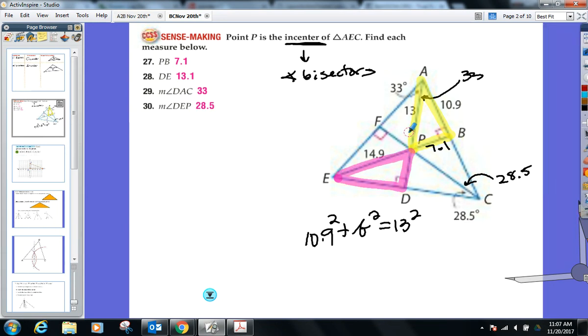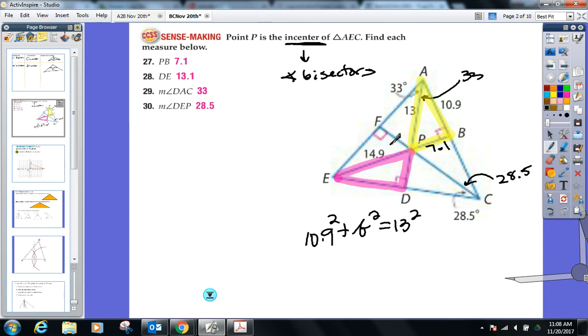Here you go again. What is point P? It's the what? In center. What's the fact you should know about it? Equidistant from the sides. Tell me 3 segments up here that should be congruent. If point P is equidistant from the sides, name me 3 segments up here that should be congruent. Go, Mike, let's go.